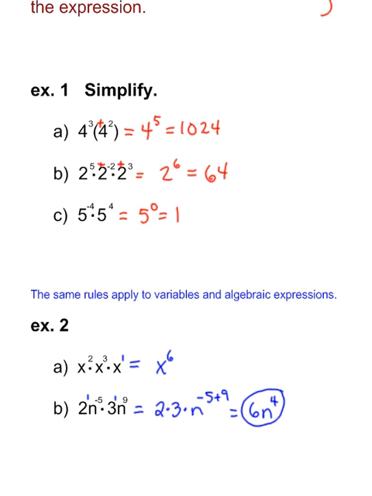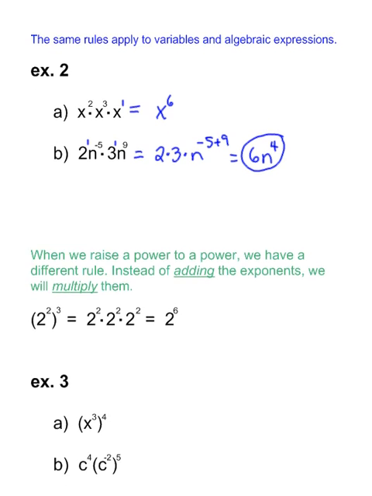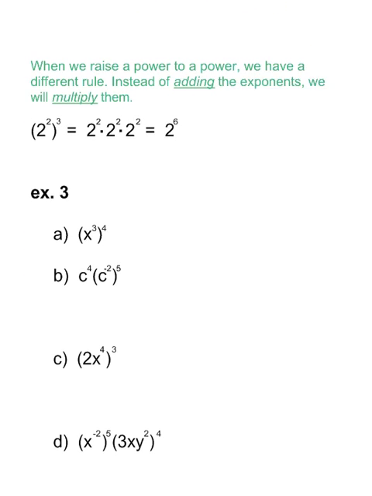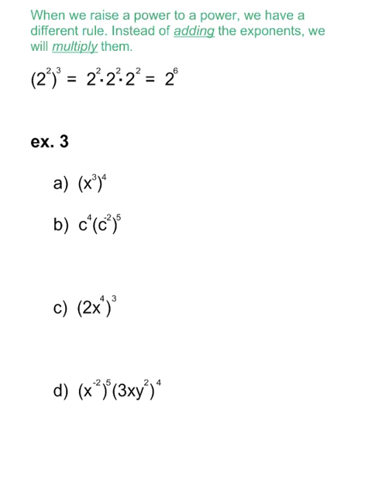Now that happens when we multiply bases, but if we ever have to raise a power to another power, meaning we have multiple exponents involved in the same term, we're going to have to do something a little bit different. When we raise a power to a power, we have a different rule. And instead of adding the exponents like we did in our first two examples, this time we're going to be multiplying them. So as you can see, 2 squared raised to the third power is the same thing as writing 2 squared times 2 squared times 2 squared.